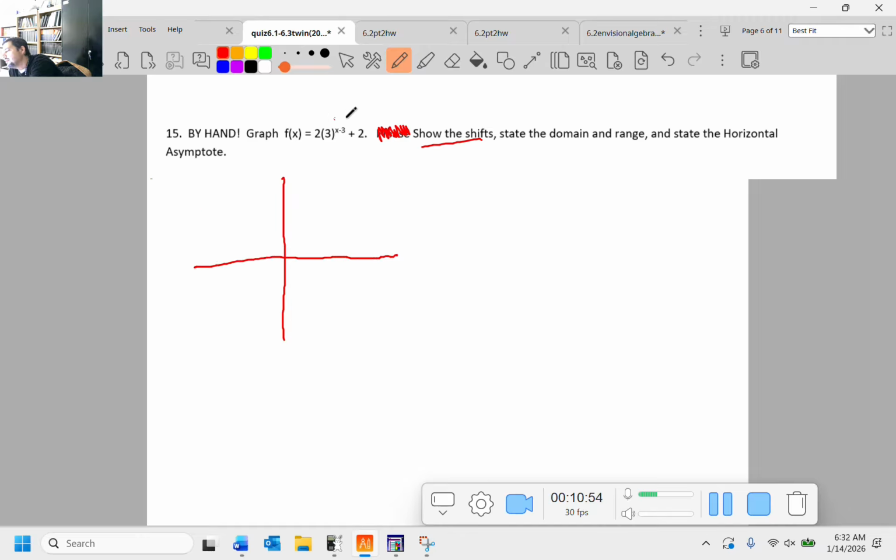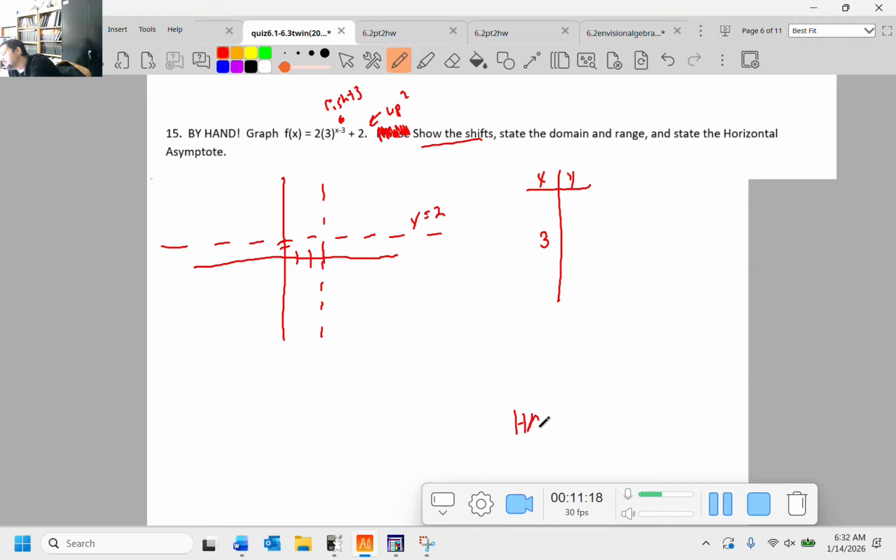Show the shifts. So this guy right here to me is a right 3, and I hope it is to you as well. And I'm going to show that shift because that's going to help me make my table. On my table, that's the centering value. Up 2 is an up 2. And that's kind of a big deal because, by the way, that is where y is 2. That is the horizontal asymptote. That is the line you cannot, shall not, will not pass.